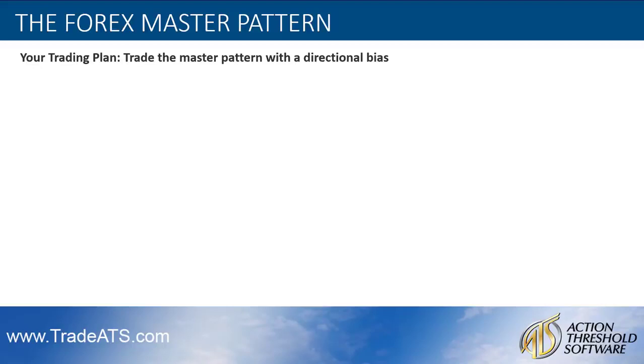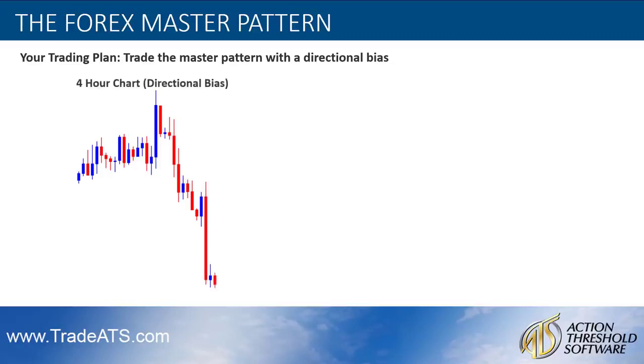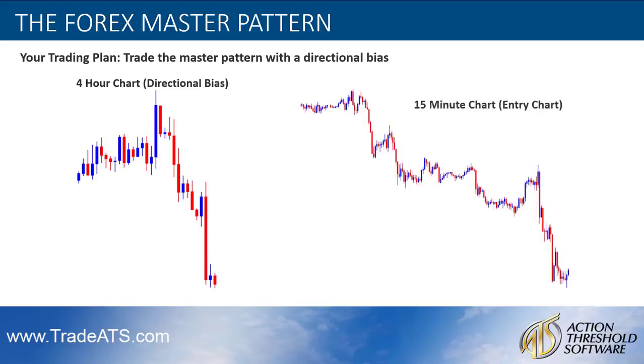So what we're going to do is drop a 4-hour chart, and this is going to be called our directional bias. This is the chart that we're going to use as our larger time frame of a 2-chart setup to form our directional bias, which means that this chart's going to define whether we are looking for buying opportunities or looking for sell opportunities. We're going to pair that, in this illustration, with a 15-minute chart, and that's going to be our entry chart.